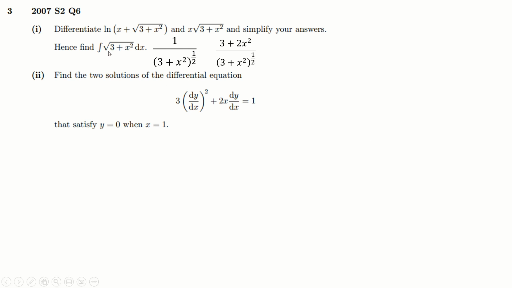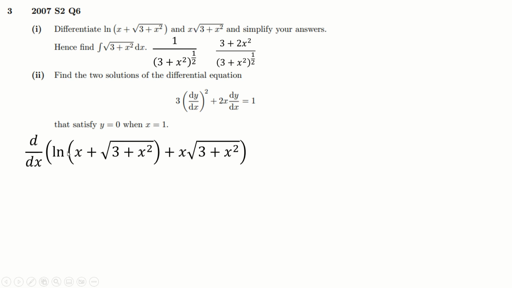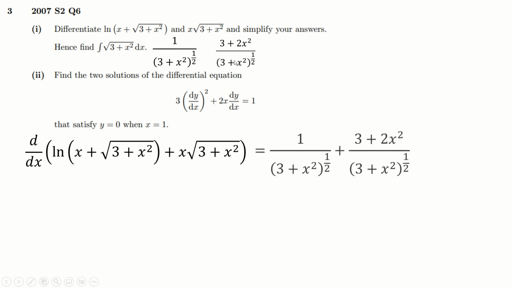Cool. Hence find the integral of that object there. How on earth are you going to do that? And how are you going to use these two results to help you with that? Well, let's just think about what happens when we add these two results together and differentiate. What we've just shown is that if we differentiate these two things together, we're going to get this plus this, which is this, which isn't very helpful.